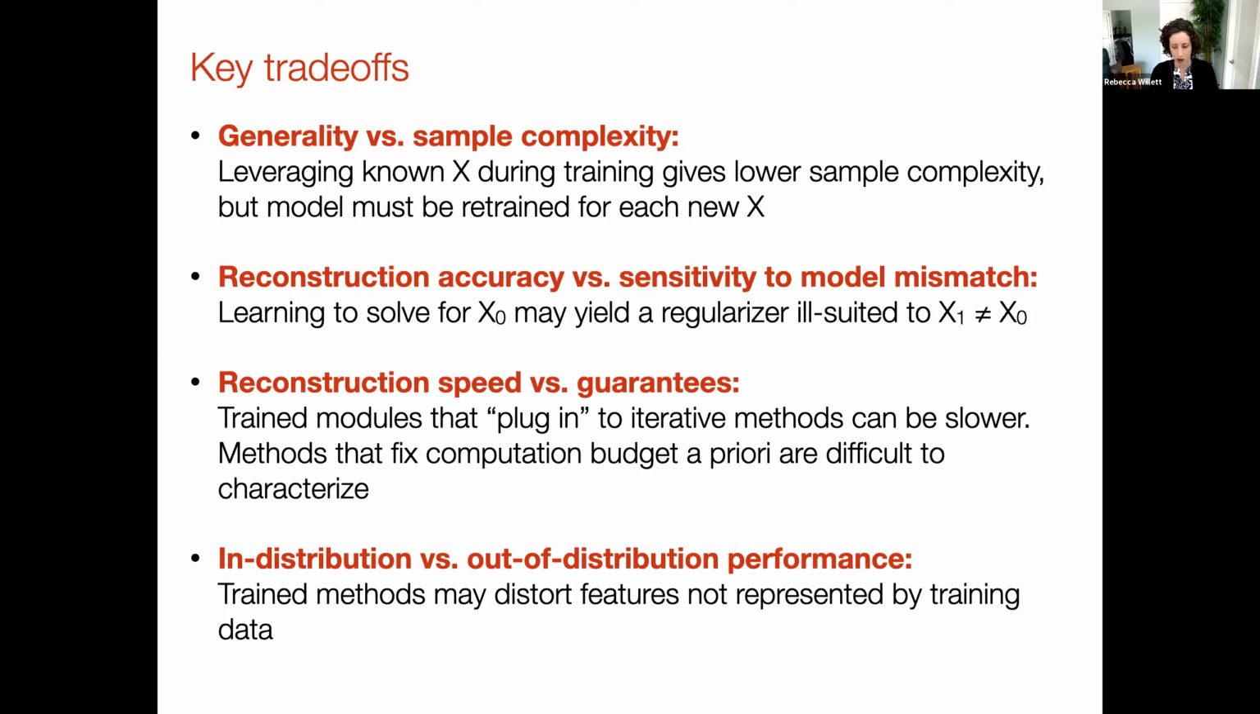In contrast, methods like the deep proximal gradient that plug in a learned module into an iterative method can be run to convergence. Because they're running till convergence, they can be quite a bit slower, but at the same time, we know that we've converged and that we're not somehow paying a penalty for artificially restricting the amount of computation in advance. The final key trade-off that I want to mention is in-distribution versus out-of-distribution performance.